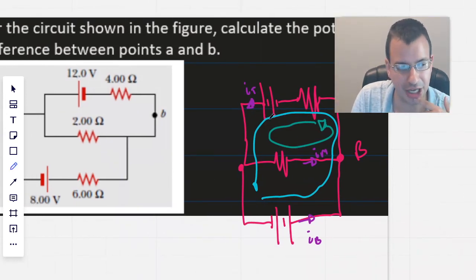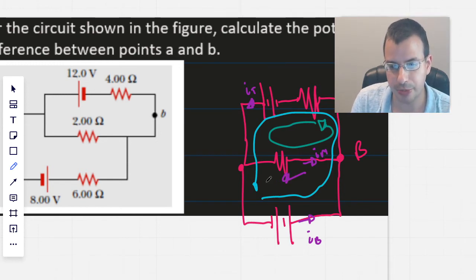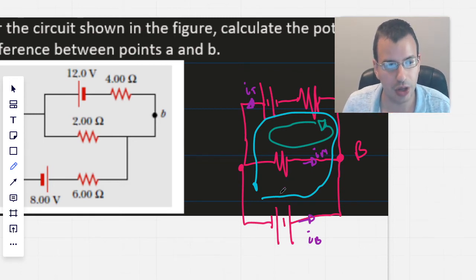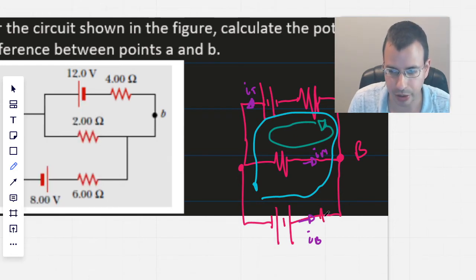But 12 volts is the top battery, and that's the biggest one. So I'm going to say that it dominates, because these two batteries are going to be opposing each other. This battery is going to try and push current this direction, or this battery will push the other direction. I'm going to say the bigger battery wins, but I'm not entirely sure. And I think I forgot a resistor right there.